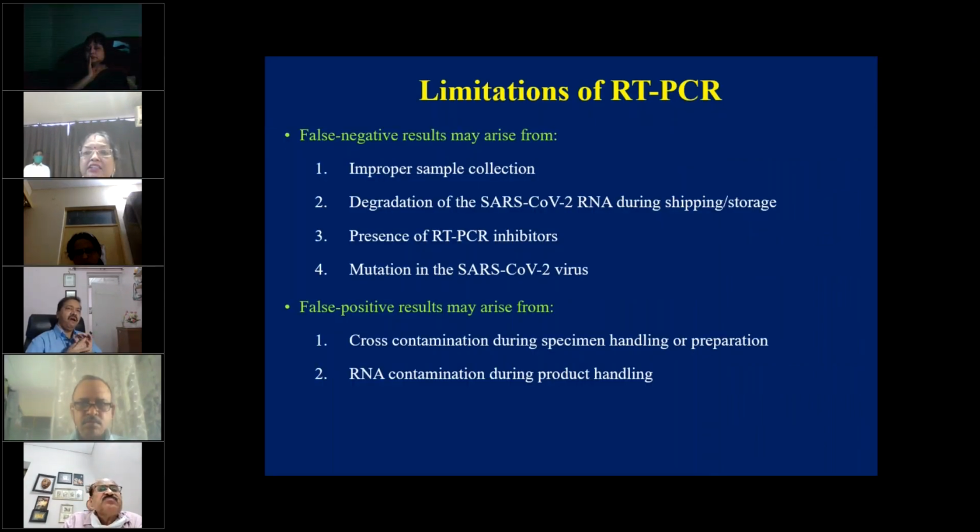Then as with every test, though this is the gold standard, there are a few limitations: sample collection has to be proper. If there is too much delay, then degradation occurs, and if the RNA has already degraded, then the lab cannot do anything. Then there is the presence of PCR inhibitors, and if the virus has mutated, it creates problems. There could be false positive results either due to cross contamination during sample handling or specimen handling.